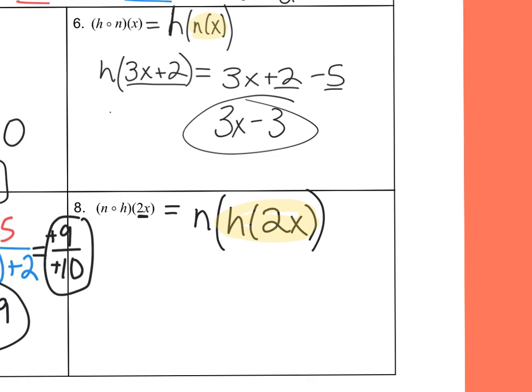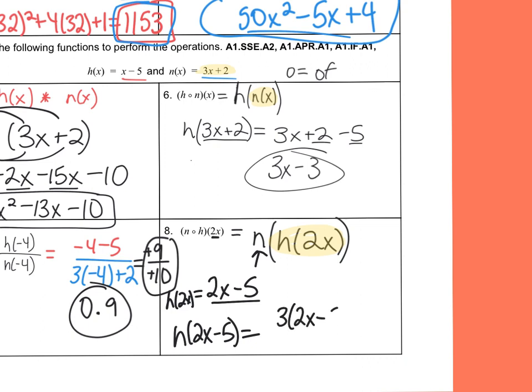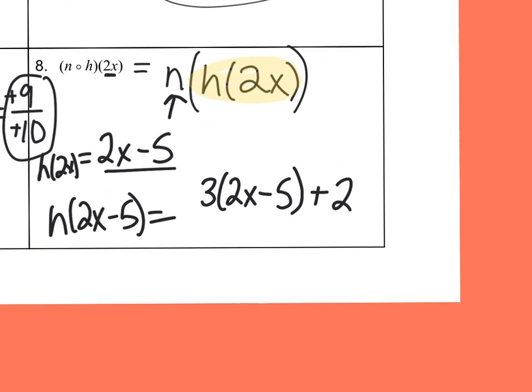h of 2x. Okay, so we plug in 2x for h. So it's just 2x minus 5, right? That's what h of 2x is. And now we plug that into n. So n of 2x minus 5 is just 3 times (2x minus 5) plus 2. And now what?